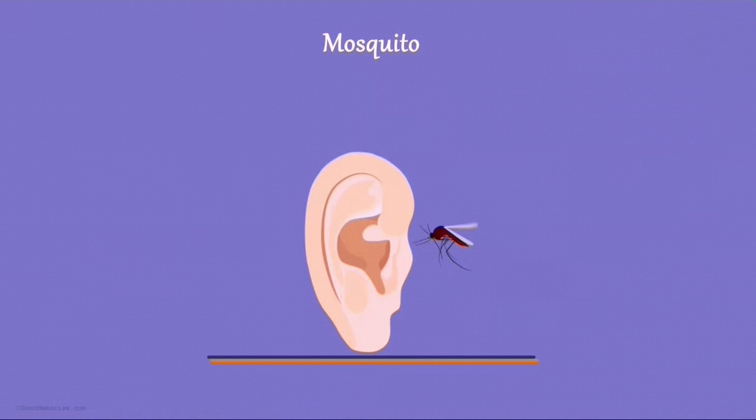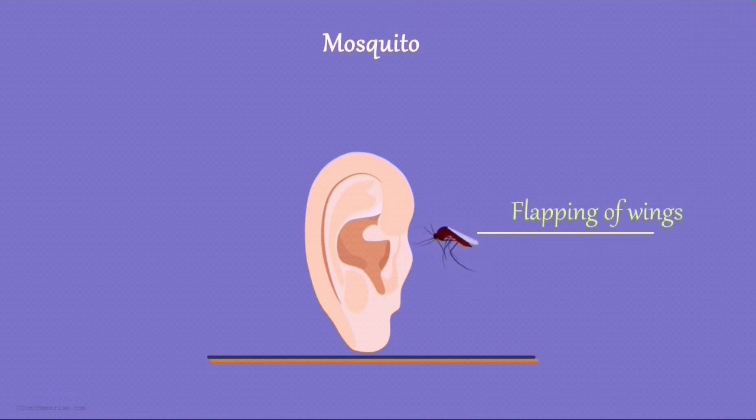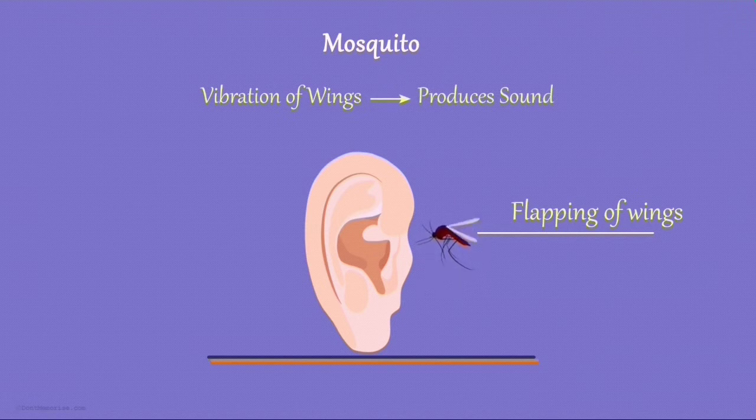Do you hear the buzzing when a mosquito is close to your ears? Ever wondered how that sound is made? That sound is because of flapping of wings by mosquitoes. Yes, the wings of mosquitoes are vibrating, and it is these vibrations that produce the buzz we hear.